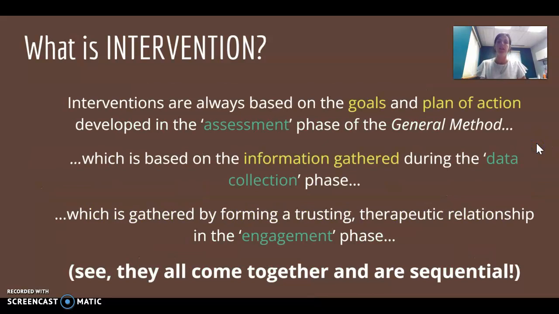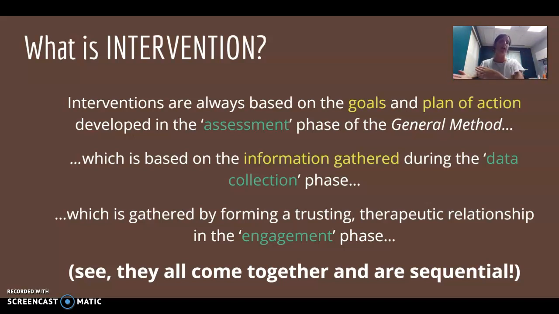A really good way to look at this, since we're talking about the stages and sequencing, is that interventions are based on the goals and the plans of action that were developed in the assessment phase, which is based off the information gathered during the data collection phase, which is gathered by forming a trusting therapeutic relationship in the engagement phase.